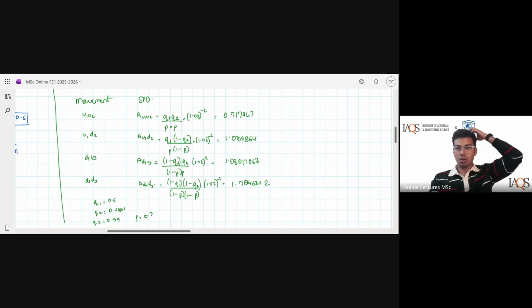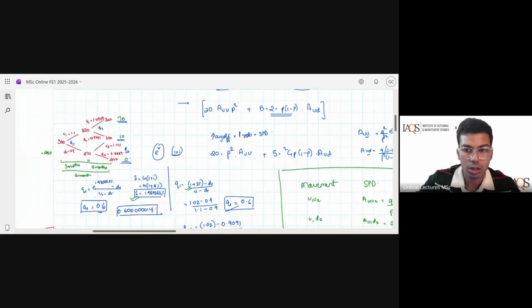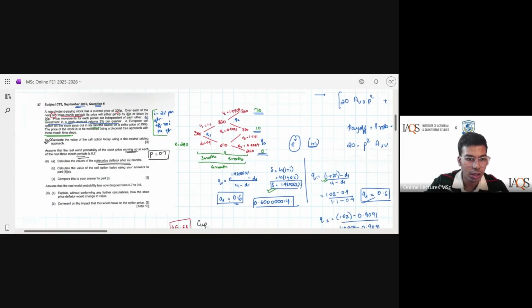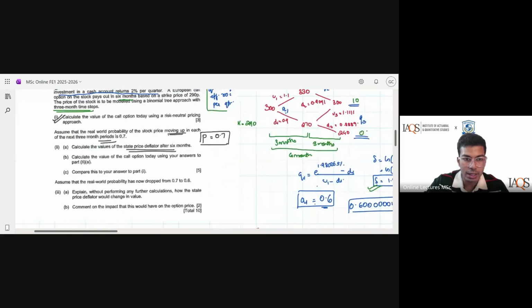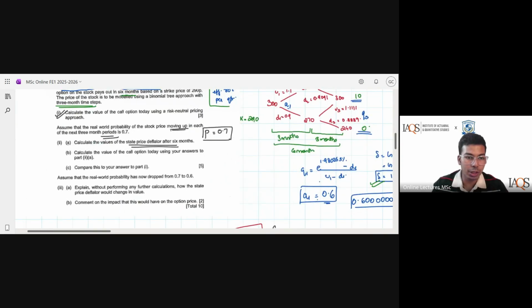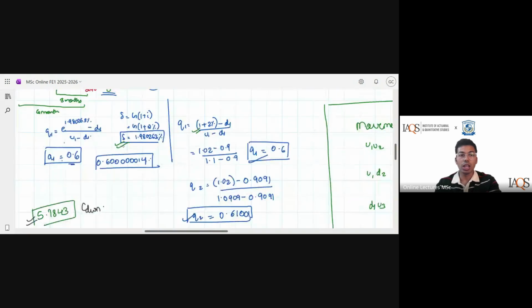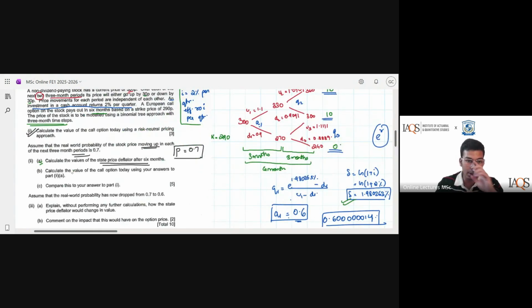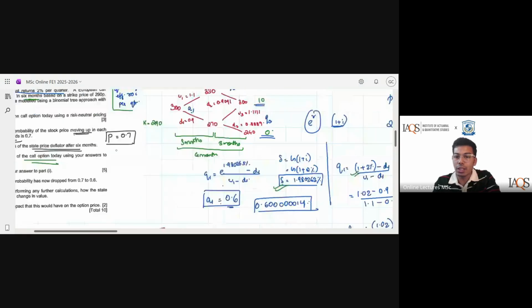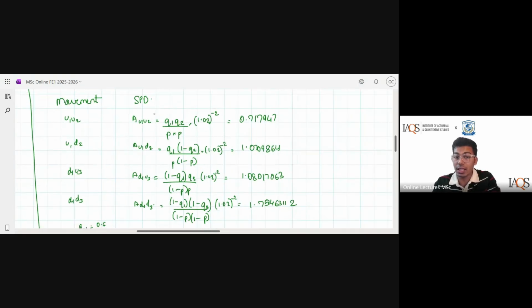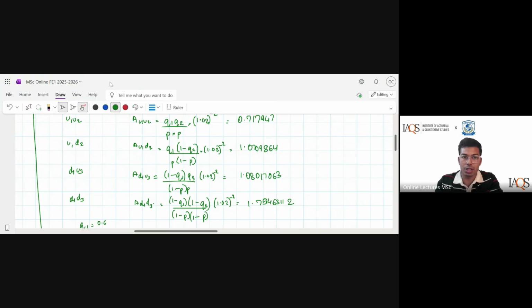Take a minute, everyone, solving. All right. Now let's see the next subpart. I'm done with the first subpart. They told me to calculate the values of state price deflator, and I gave them the values. Now in the second subpart, they are asking me to calculate the value of the same call option using your answers to part 2A. Essentially, they are saying calculate it using state price deflator.